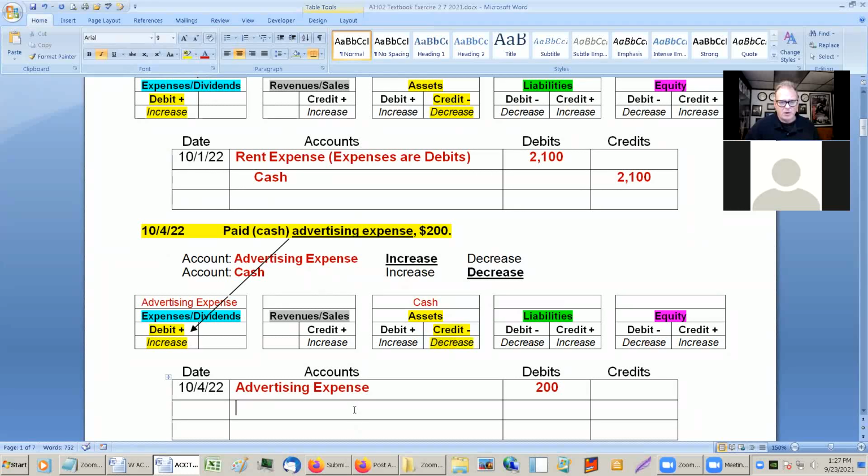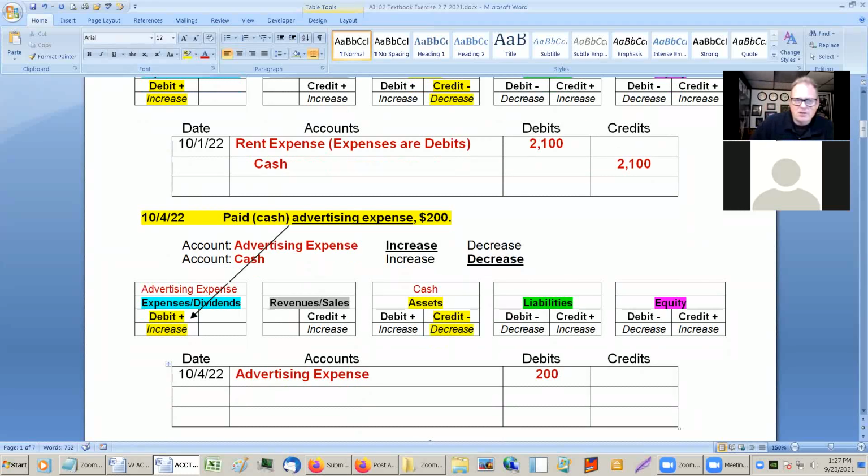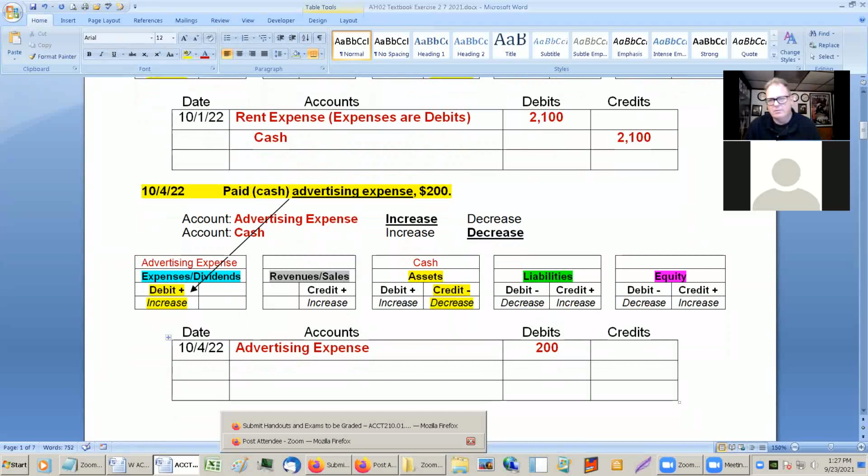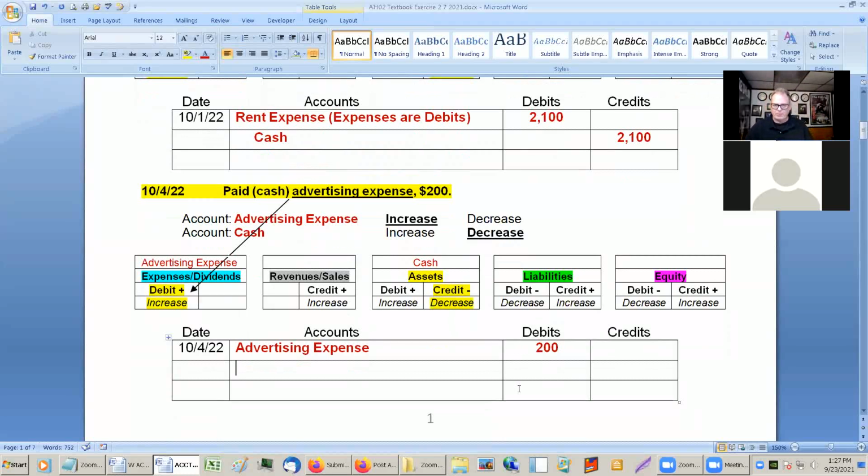Cash is the credit, but quite honestly, if you're just looking at making the journal entry, and you know the other one's cash, you could just jump right into the journal entry and say, okay, the other side must be the credit, if we know that these two have to equal.